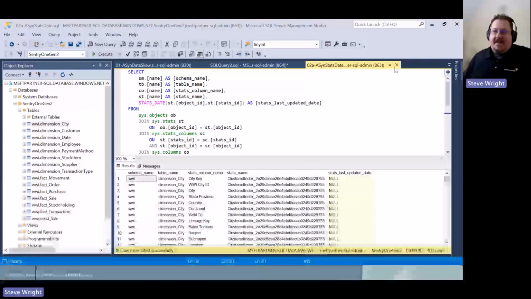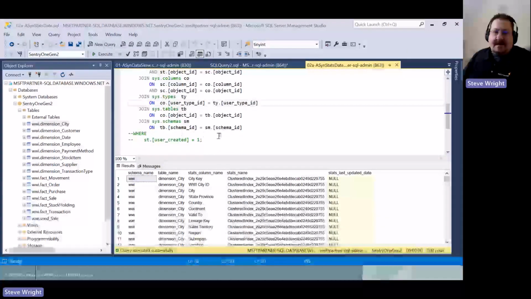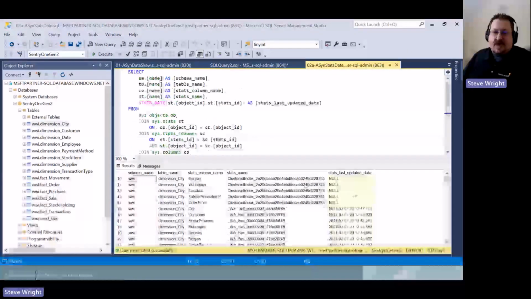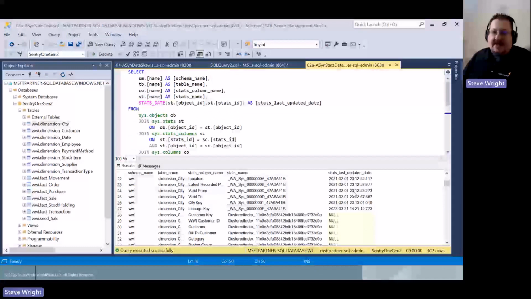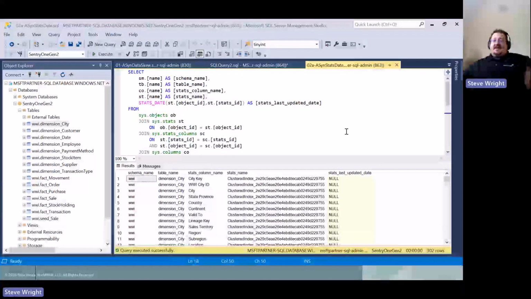So the last one was pretty straightforward, by the way. You can see here in the statistics, I just made a slight change where I took out the filter on just user created. So I've got my last statistics update, and I can see that. The point I was going to get to here is that this is similar to what it's going to look like in SQL Server.